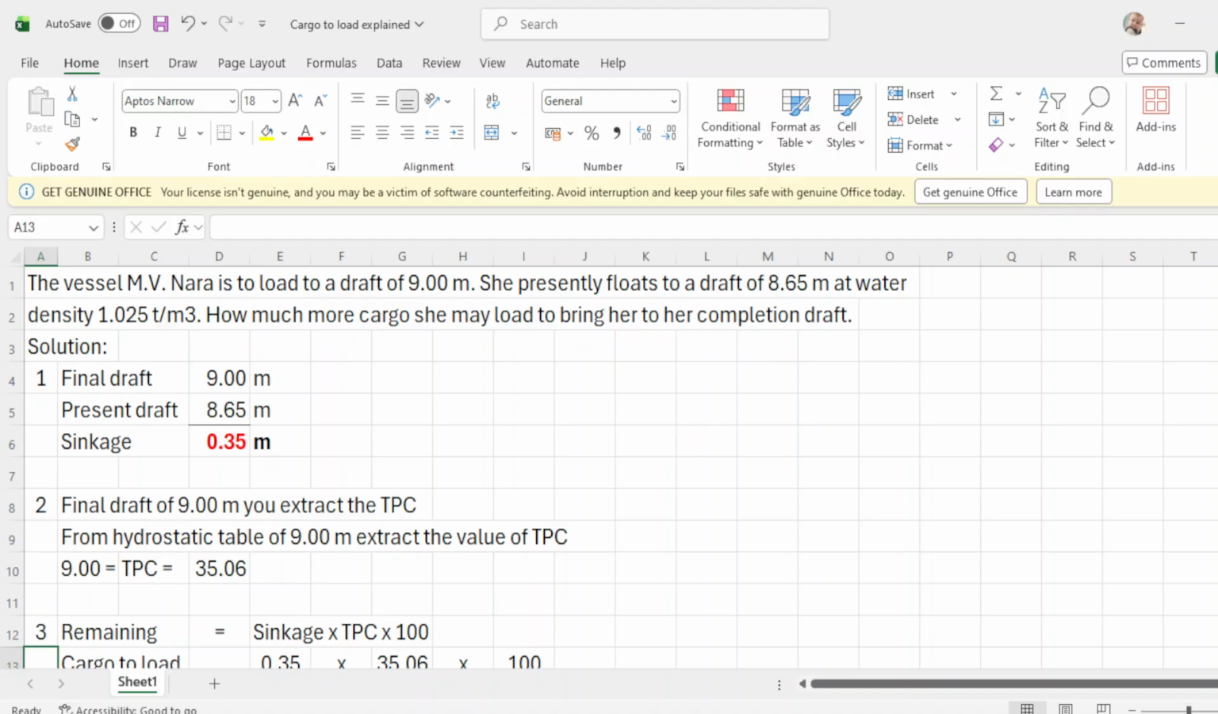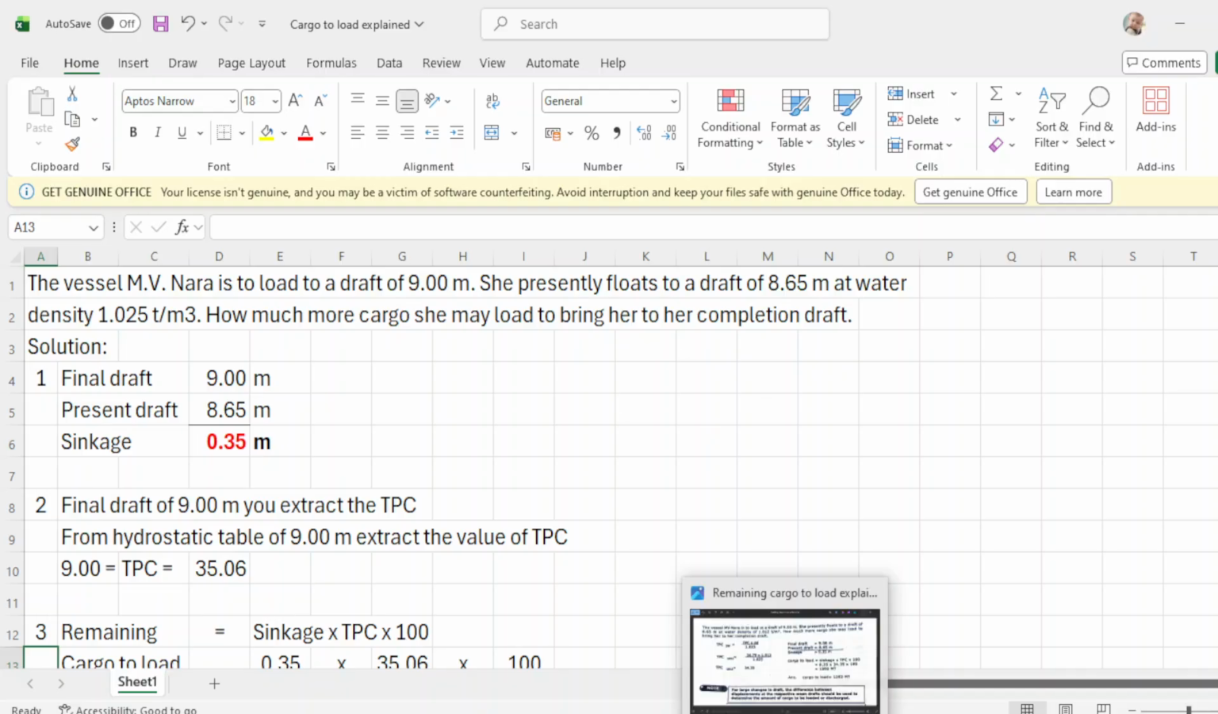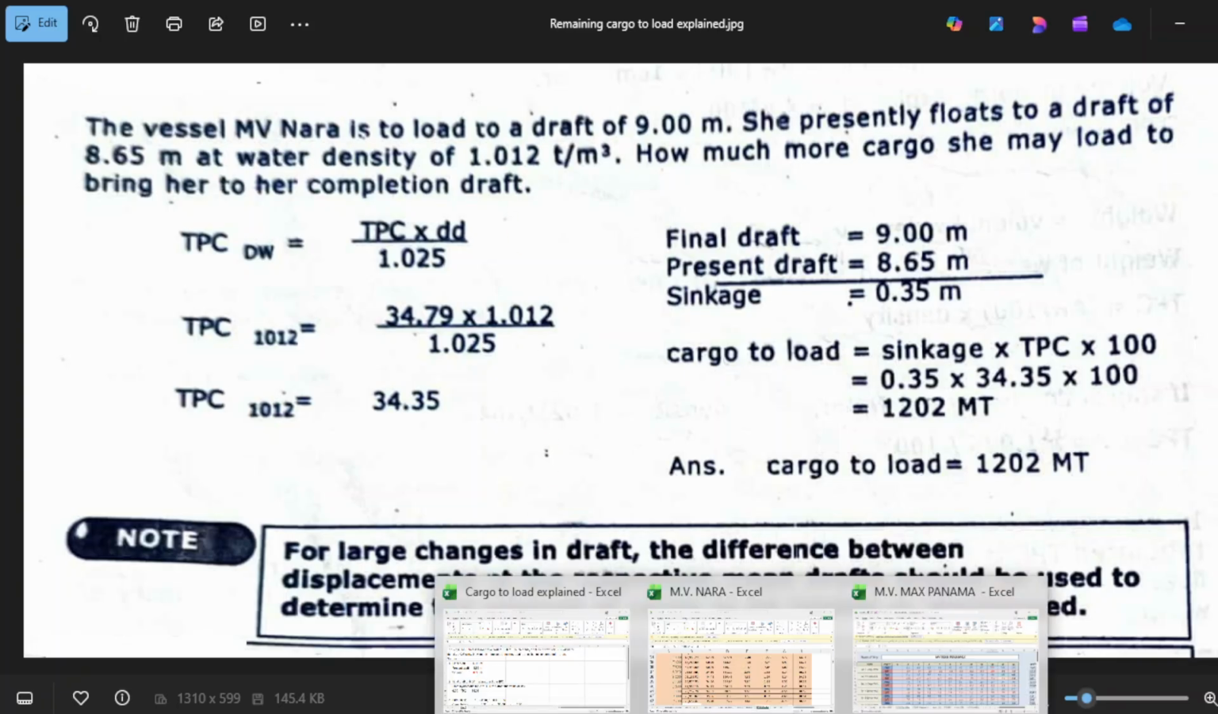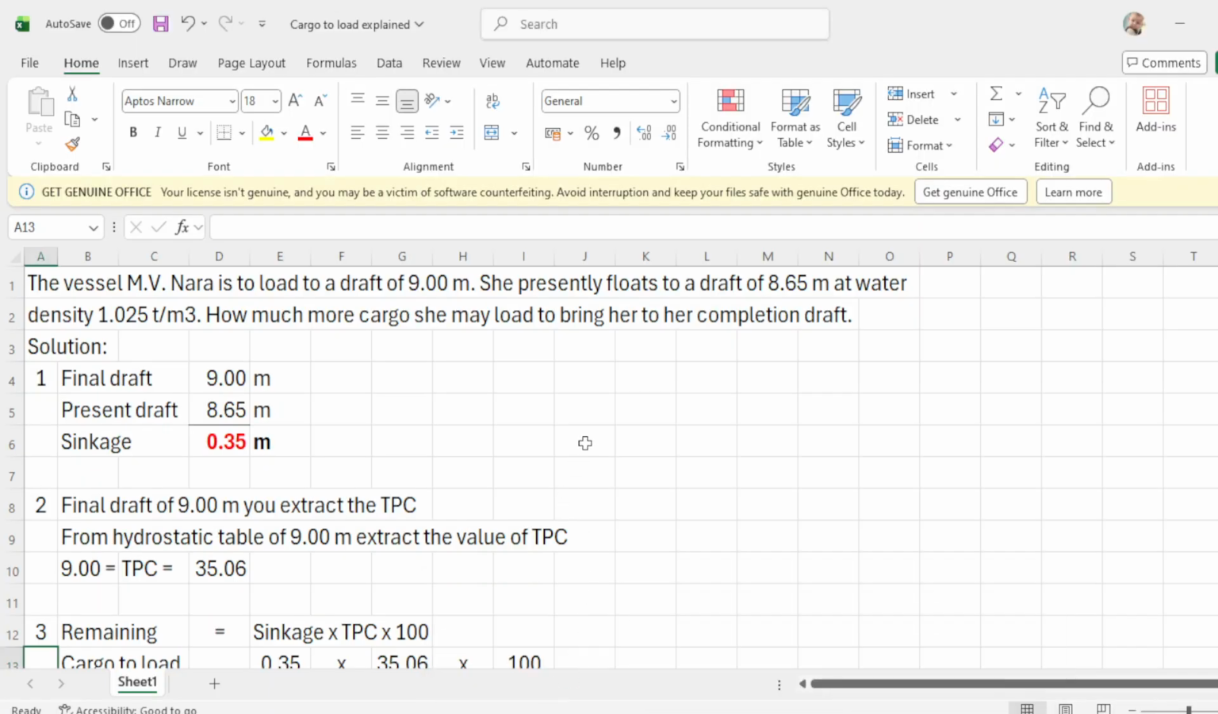Now I'll show you the original problem. The first thing he did was to do interpolation of the TPC, the TPC for dock water, because he is floating in a density of 1.012. I stand corrected, this should be 1.012.